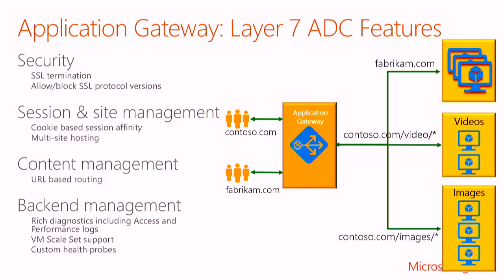And so this could be something like a virtual IP that contoso.com and fabricom.com resolve to. Maybe they resolve to the same IP. Based on the actual request, you want to redirect the traffic either by the domain name or by the request, like whether it wants to go to the /video site or /images site. Based on that, you want to be able to redirect to the respective internal servers. So that's what application gateway does.